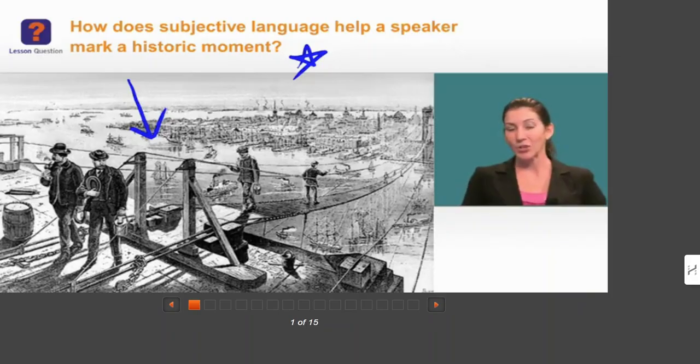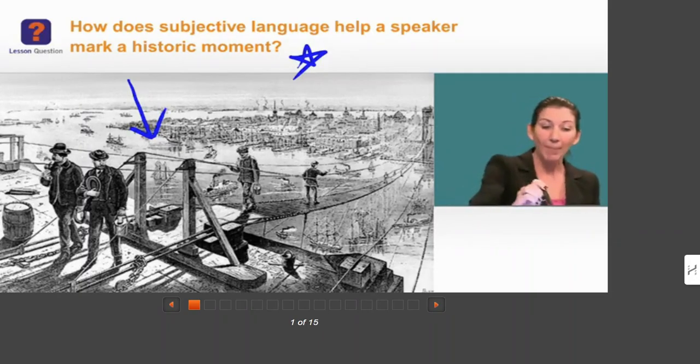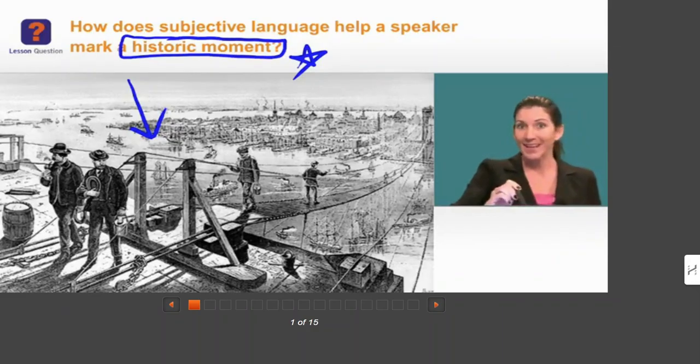Now, in this lesson, you're going to be learning a few things: different types of speeches, the language used in speeches, and how to objectively summarize a speech or other type of writing. Now, it's important that we begin by looking at the historic moment that has to do with the speech that you're going to be reading, the building of the Brooklyn Bridge.